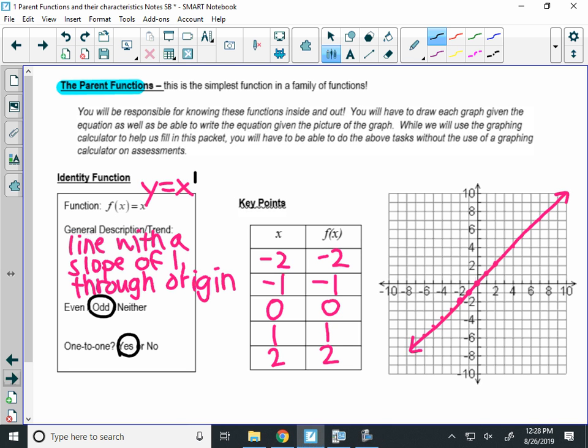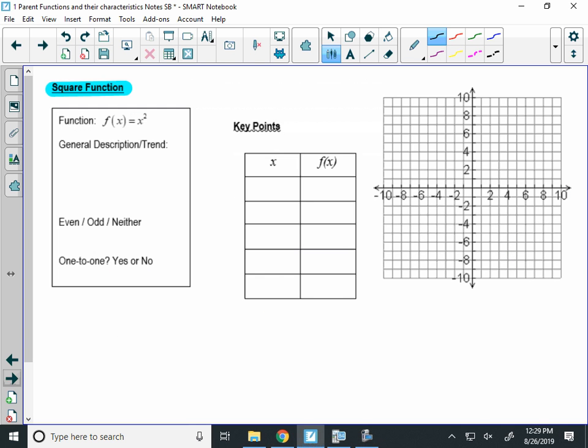Oh, I guess I didn't even tell you what a parent function was. Parent function is the most basic function of any family of functions. It's like mom, dad. It's like a mother function. So a family of functions would be the lines, right? You can have lots of different lines that look different. That's the most basic line. The next one is the square functions, parabolas. You can have lots of parabolas. Wide parabolas, skinny parabolas, long, short ones. So this is the most basic parabola, okay?